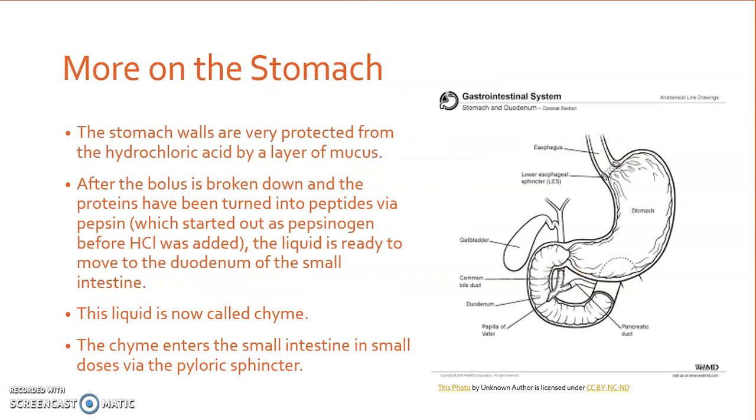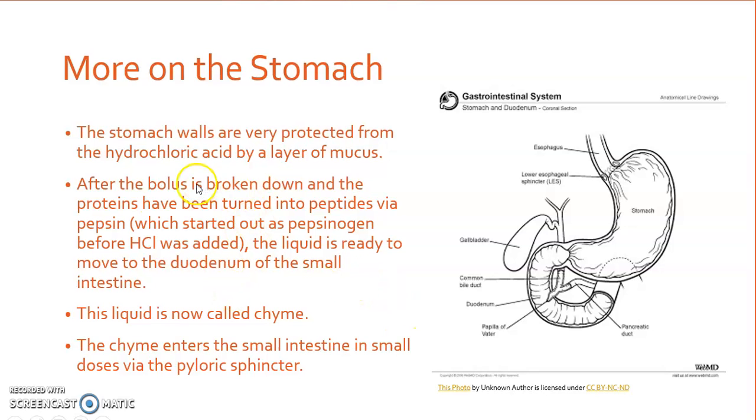So a little bit more on the stomach. The stomach walls are very protected from the hydrochloric acid by a layer of mucus. We talked about that a little bit earlier, that the stomach is a very acidic environment. It has to chemically break down those foods. We need that hydrochloric acid to activate that pepsinogen. So there has to be that layer of mucus that stops the hydrochloric acid from breaking through or perforating your stomach and leaking into your body. That wouldn't be very good for you.